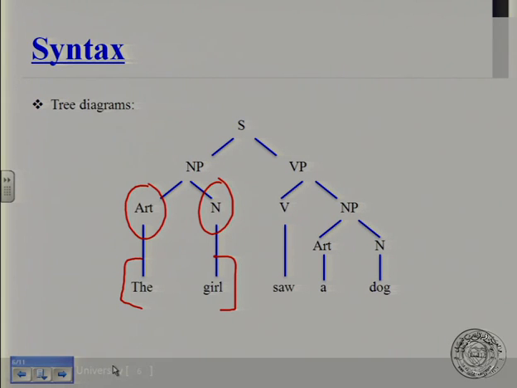The second part, the whole part from saw a dog, is called a verb phrase. It consists of a verb and a noun phrase. Here we have saw, which is a constituent, and saw is a verb, and this verb phrase consists of a verb and a noun phrase. The noun phrase here has an article, a, and dog as a noun.